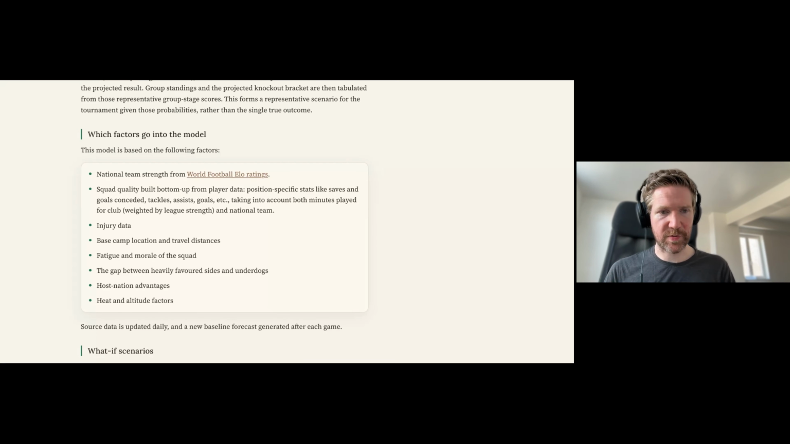The data itself is updated every day. So the ELO ratings are updated. The player data is updated. If a player would drop out, for example, with an injury, that is taken into account for the baseline scenario. But also, the outcomes of the games themselves are being loaded, so that as the tournament goes on, we should get more and more accurate about predicting who will actually win it in the end.